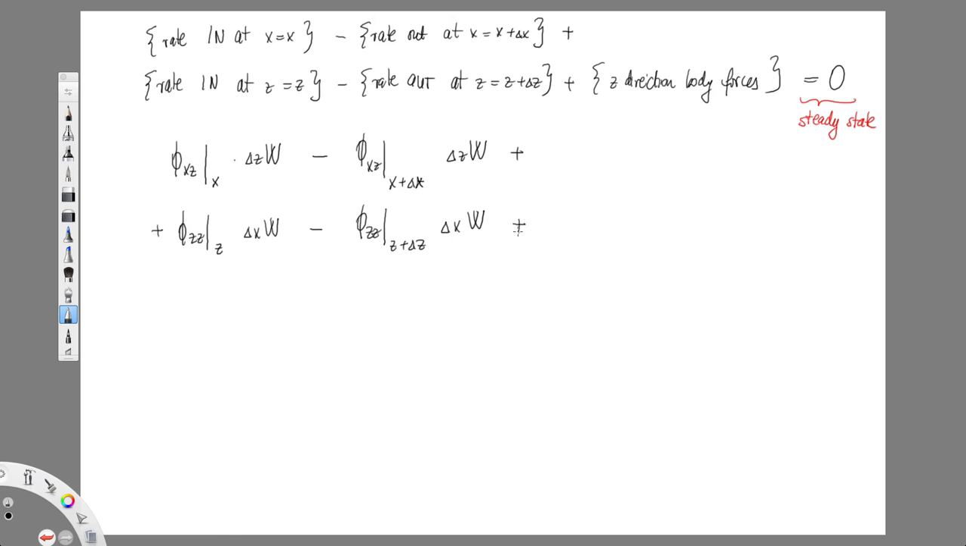Okay, so my projected force is going to be rho g cosine beta. So this is density times gravity. I need to do density times volume, and the volume of the element is my delta x, delta z times W. That's the volume of the shell.